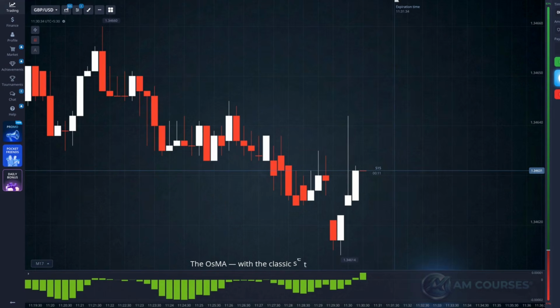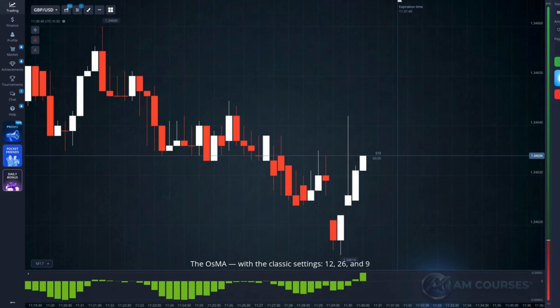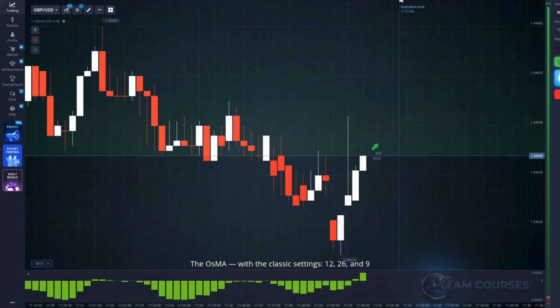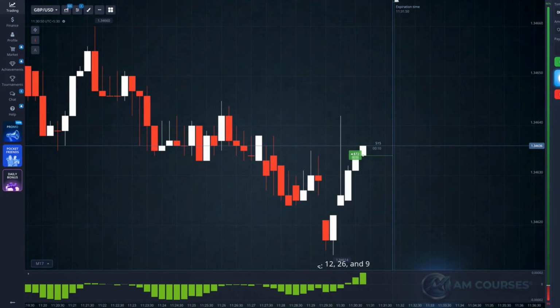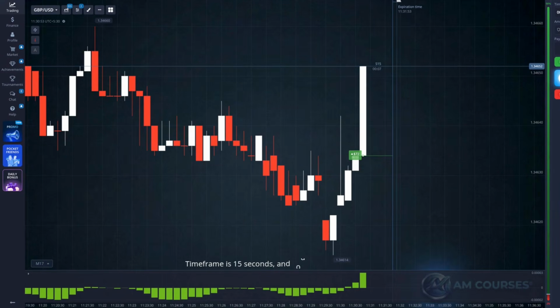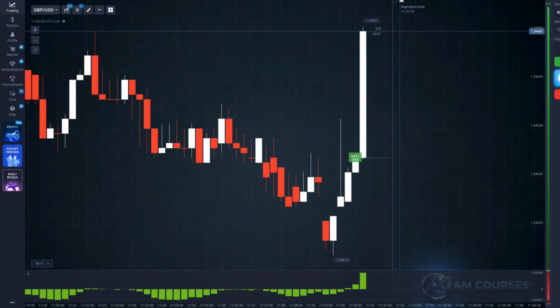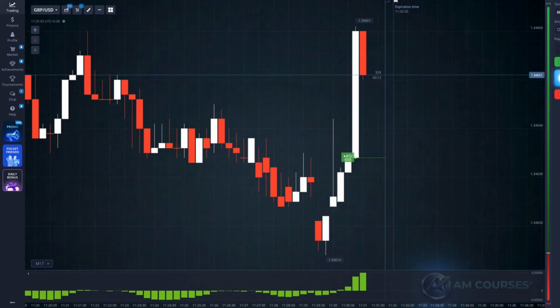We're using just one indicator, the OsMA, with the classic settings, 12, 26, and 9. No custom tweaks, no fancy modifications. Keep it default. Time frame is 15 seconds, and your expiry is 1 minute. Now, the OsMA prints histogram bars, above and below a zero line in the middle. And that zero line, that is the entire foundation of this strategy. Everything you're about to learn revolves around it.